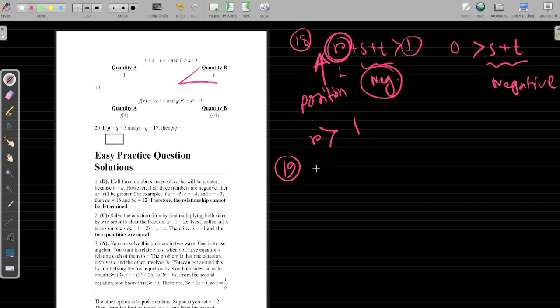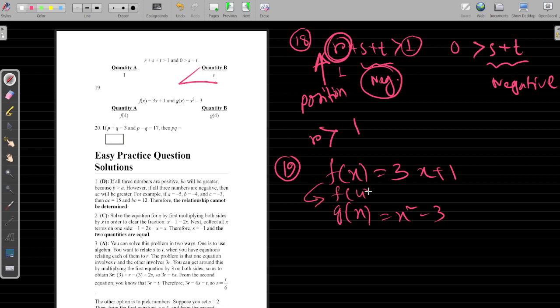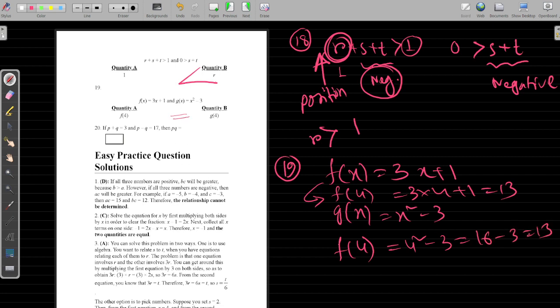Now going to 19. So f of x equals 3x plus 1 and g of x equals x square minus 3. So if I replace this functional value f of 4, then I will get 3 multiplied by 4 plus 1 means 13. If I replace this value by 4, then I will get 4 square minus 3 means 16 minus 3 means 13. So they are equal.